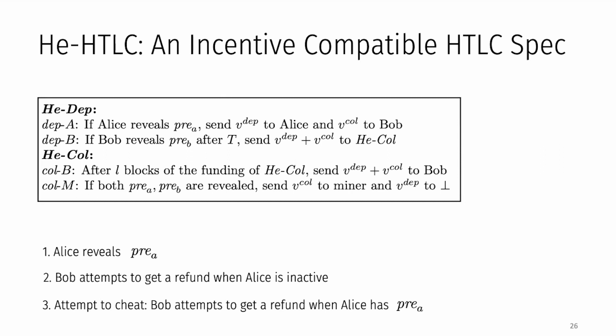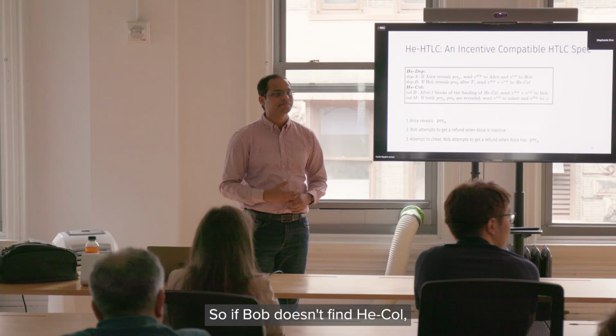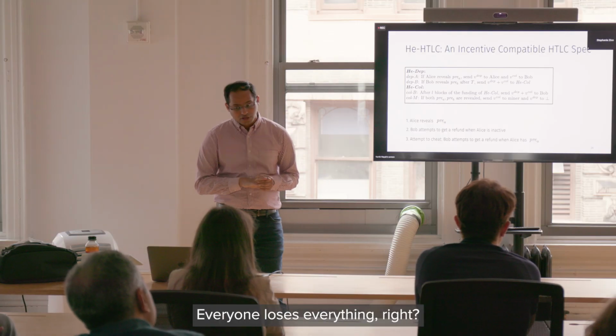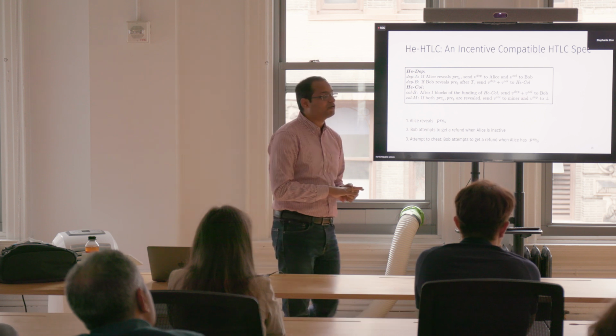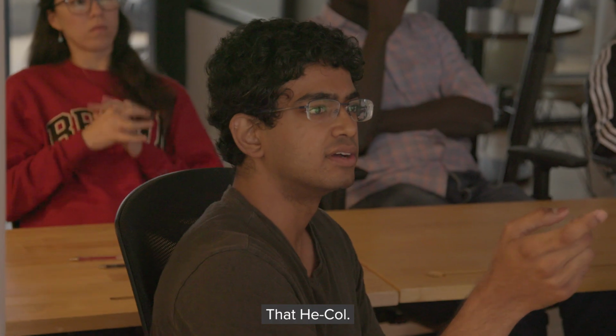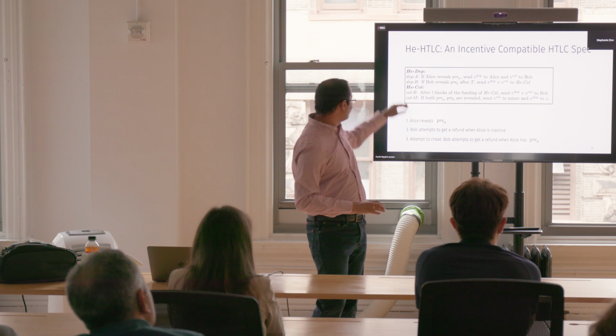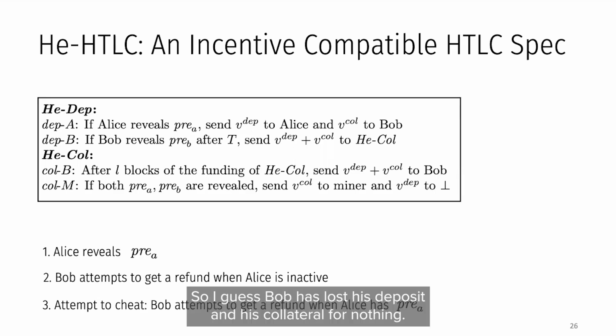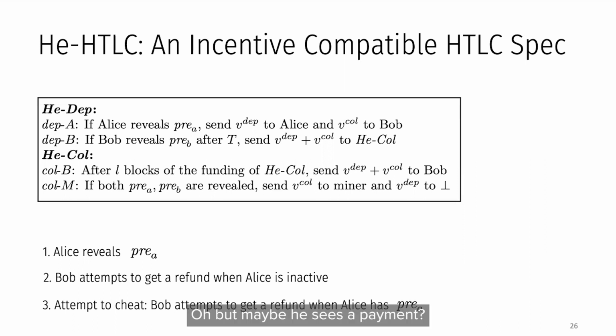If it is in the mempool, even if the miners are not including it in the transaction, Bob would not gain it. So if Bob doesn't fund he-call, what would happen is everyone loses everything, right? If Bob does not fund that he-call. So over here, yes. I mean, Bob has lost his deposit and his collateral for nothing. But maybe he sees the pre-image.